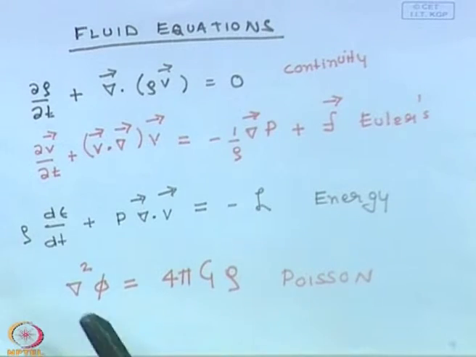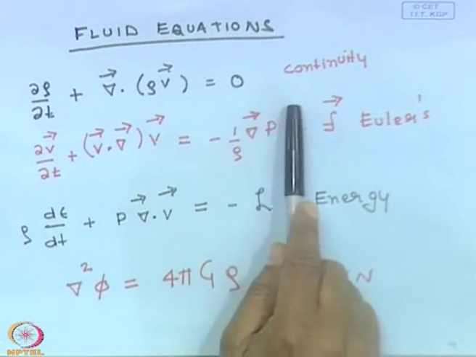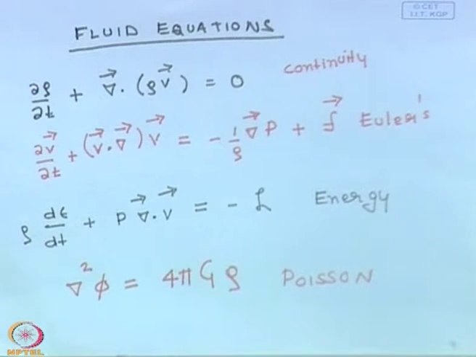We have been discussing the fluid equations and how fluids flow. And in the last class, we derived the three equations essentially that we use to determine the flow of fluids. So, we had first the continuity equation, and then we had Euler's equation, the Euler equation, and we had the energy equation.